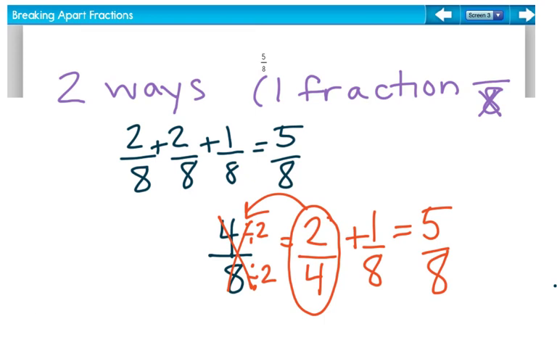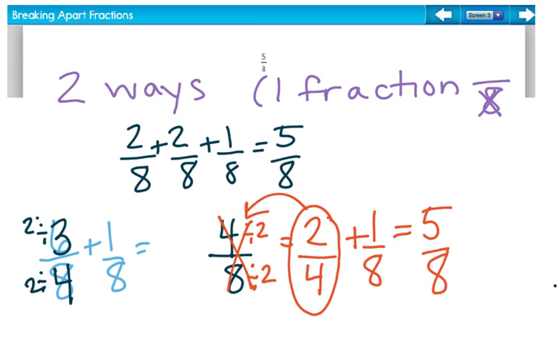Another way that I could do that is for example, take 6/8 plus 1/8. But now let's change 6/8. What's another equivalent fraction? If I divide each one by 2, 6 divided by 2 is 3, and 8 divided by 2 is 4. So 3/4 is the same as 6/8. So I could say 3/4 plus 1/8 would be the same as 5/8.